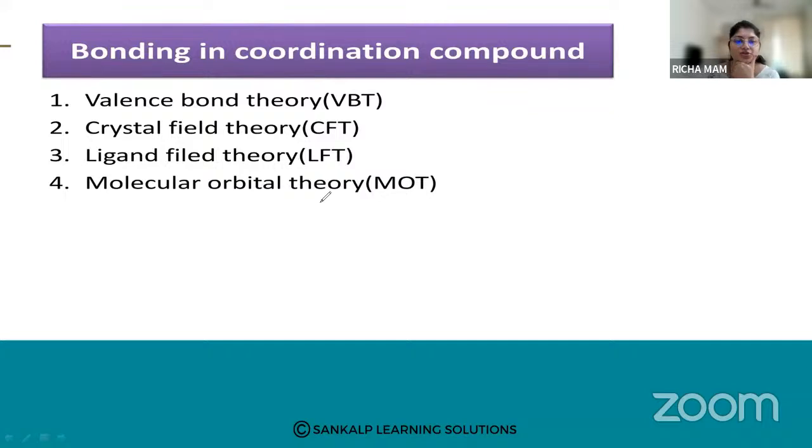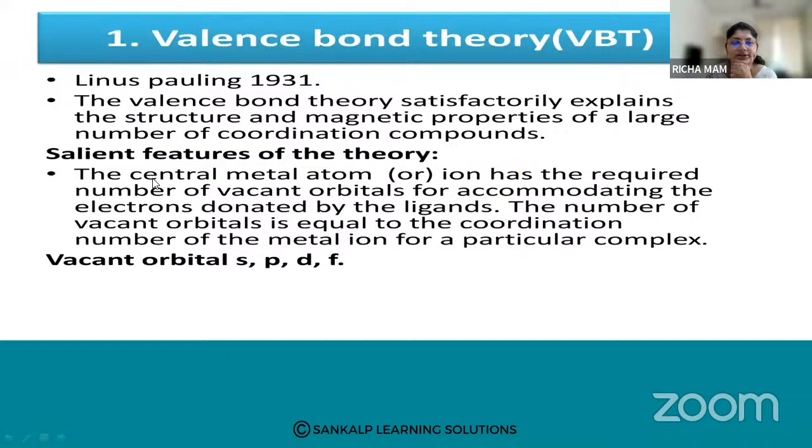So let us see the theory. What are the points given in the valence bond theory? Who was the scientist who gave this particular theory, the valence bond theory? It was Linus Pauling in the year 1931.